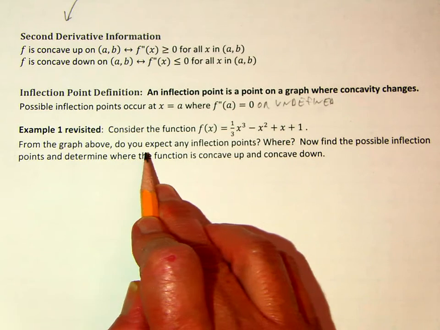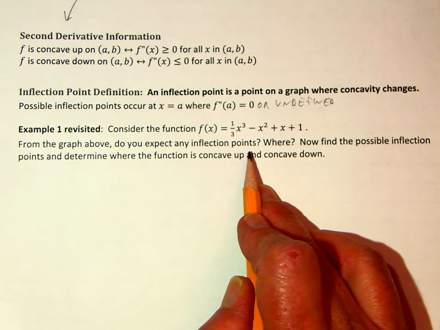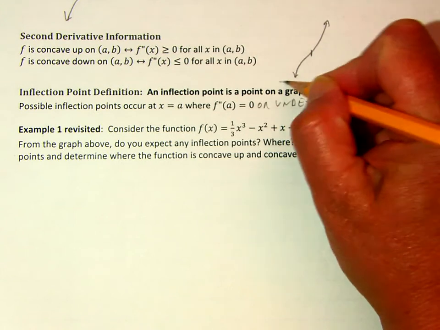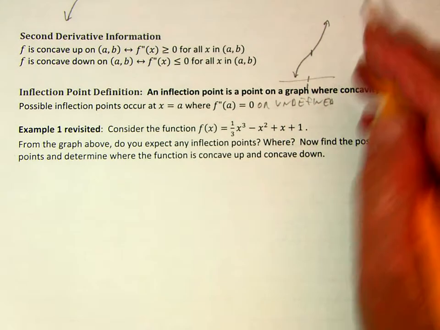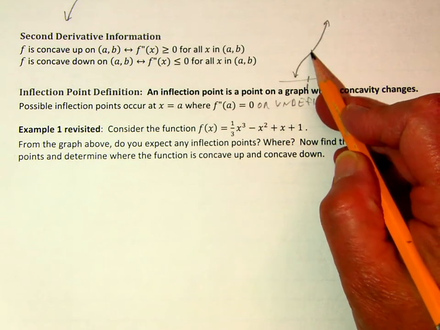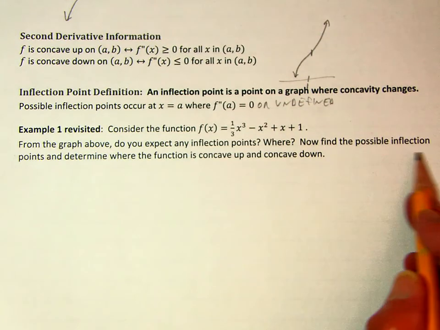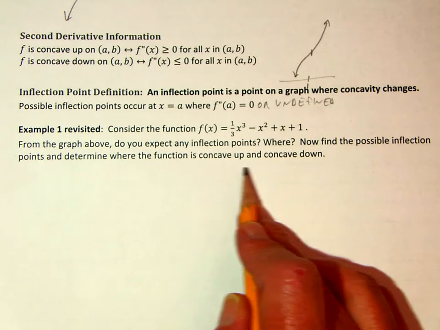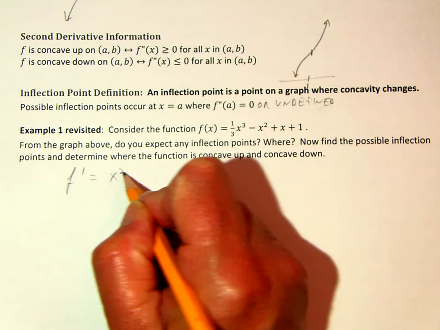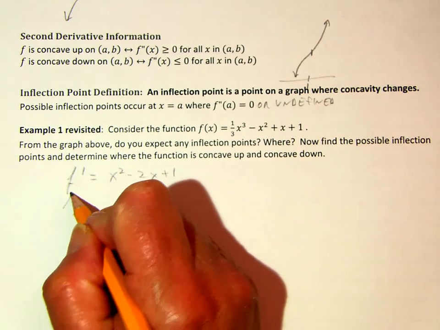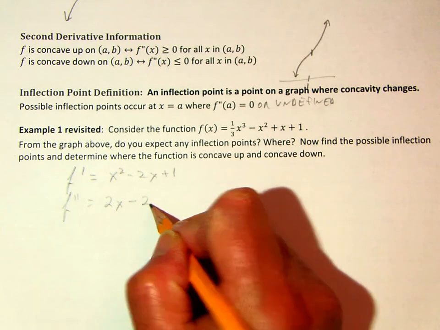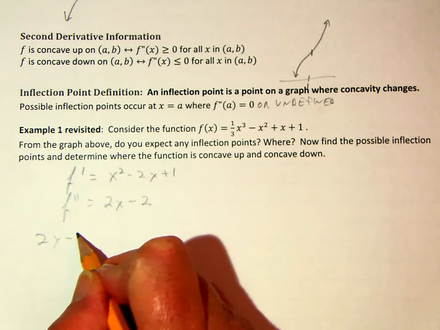So from the graph, do we expect any inflection points? Yes. I'm just going to resketch this here. So this point here is where x equals 1. Concave down, concave up. I expect an inflection point here. Find the possible inflection points and determine where the function is concave up and concave down. So recall, this is our derivative. So let's find the second derivative. And let's set it equal to 0.